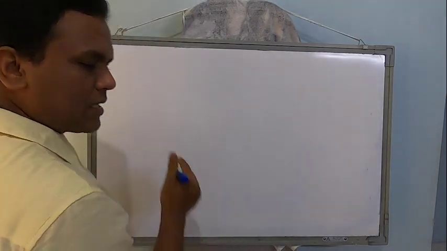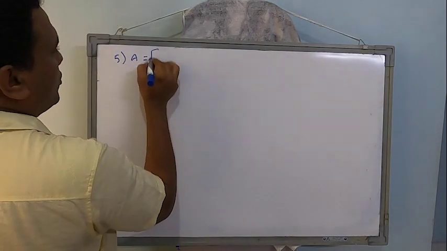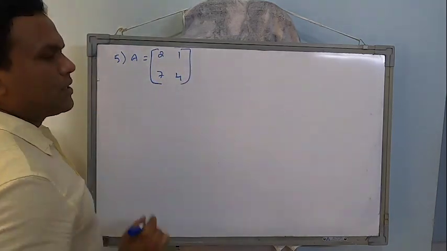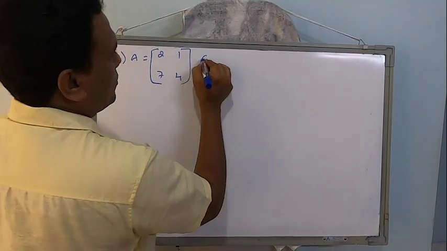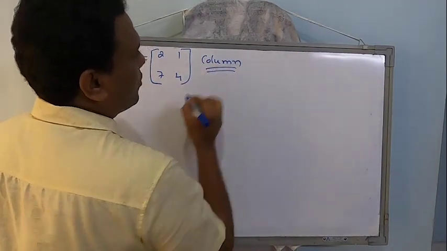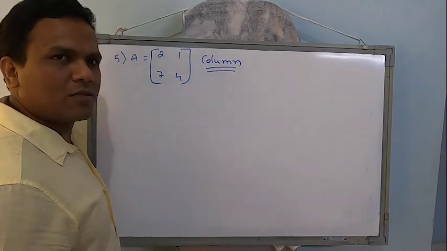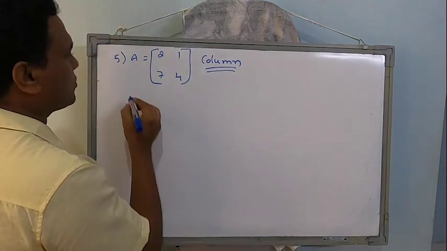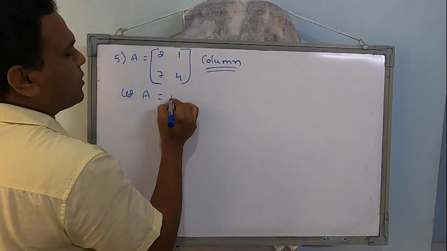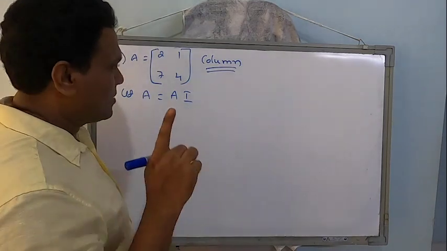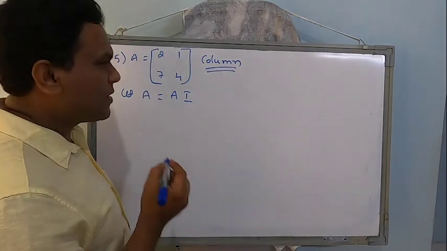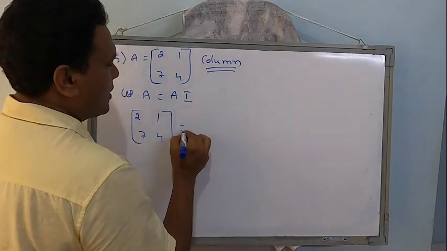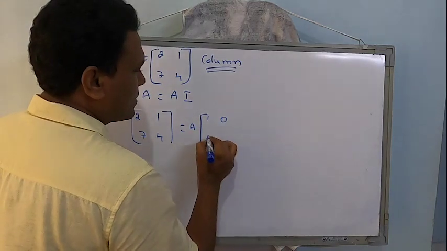So 4 is over. I'm going to start with 5. A is equal to 2 1 7 4. Students, this time I want to do column wise operations. I just want to give a try, and even learn whether it's possible to do with column wise operations also. So beginning, when you start with column wise, we write A into I. That's the first thing that changes. So here it is 2 1 7 4 is equal to A as it is, 1 0 0 1.